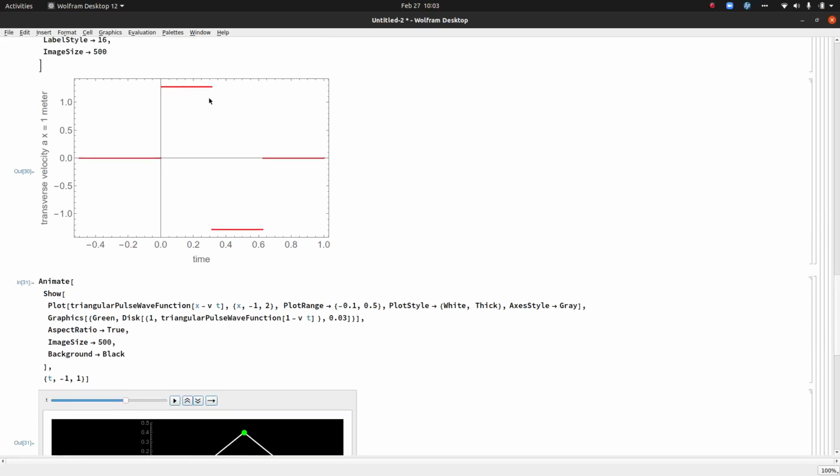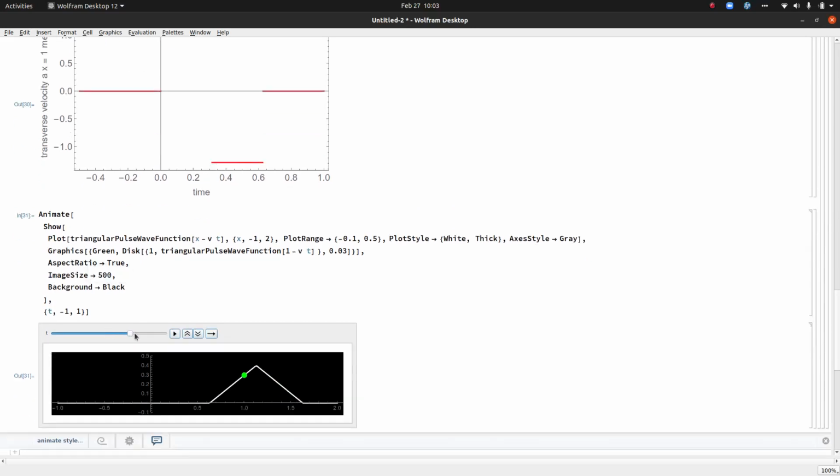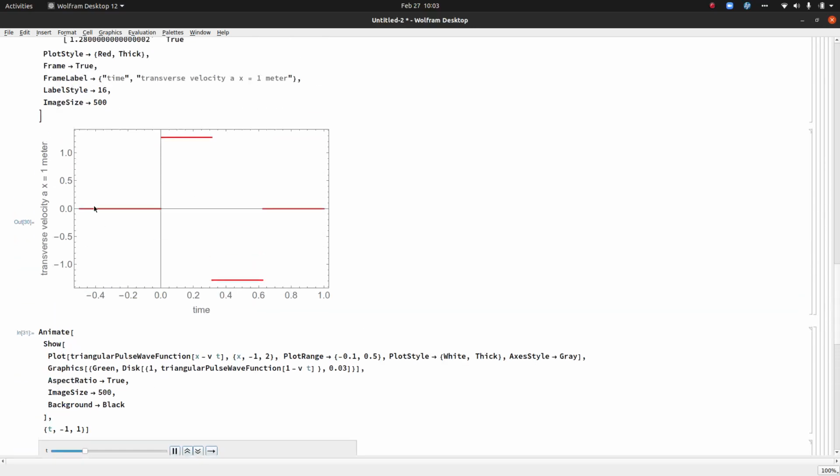Then you see it jumps down, goes to a constant negative velocity, it goes down. Then once the wave pulse has passed, the green point doesn't move, it has no more velocity. 0 velocity, positive to negative to 0 velocity, just like we see in our graph. 0 velocity, positive constant velocity, negative constant velocity, to 0 velocity.